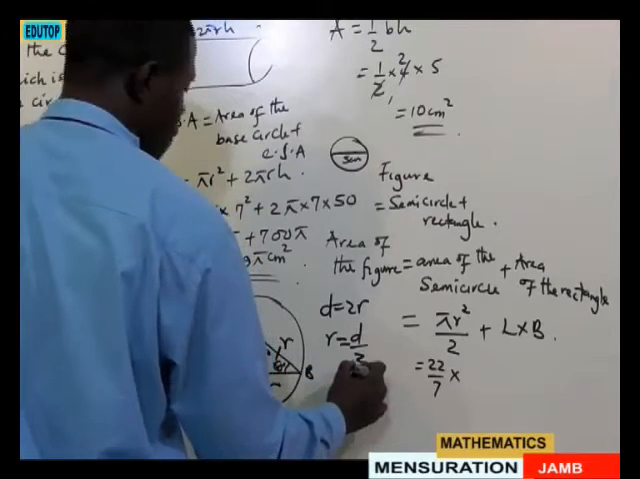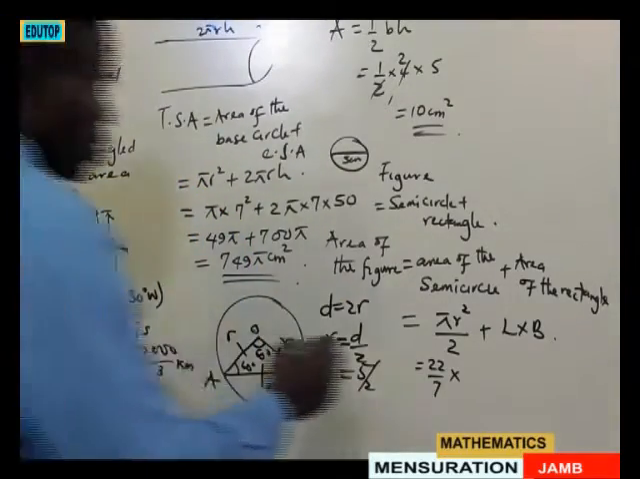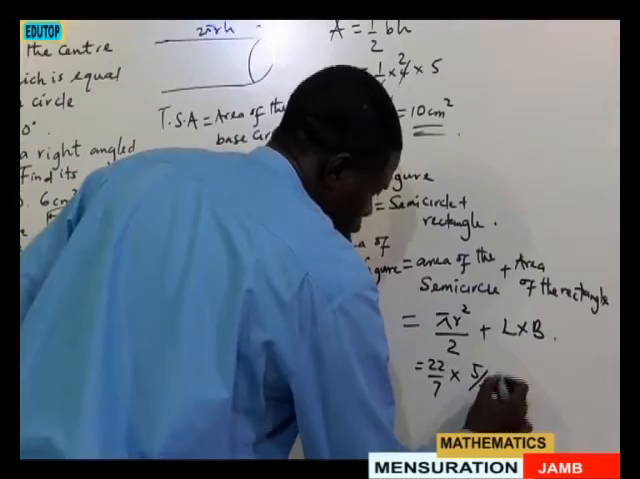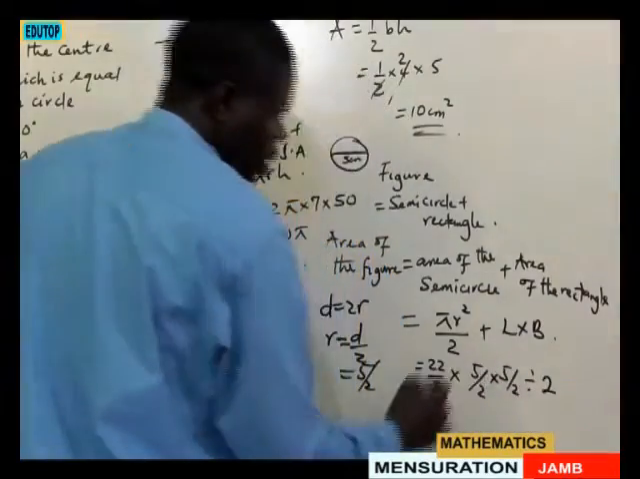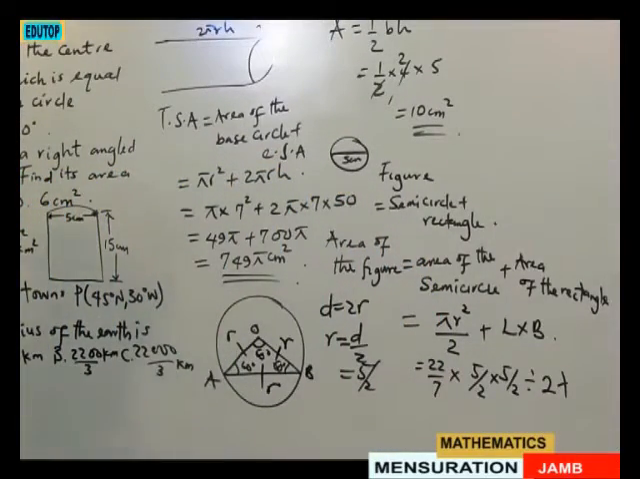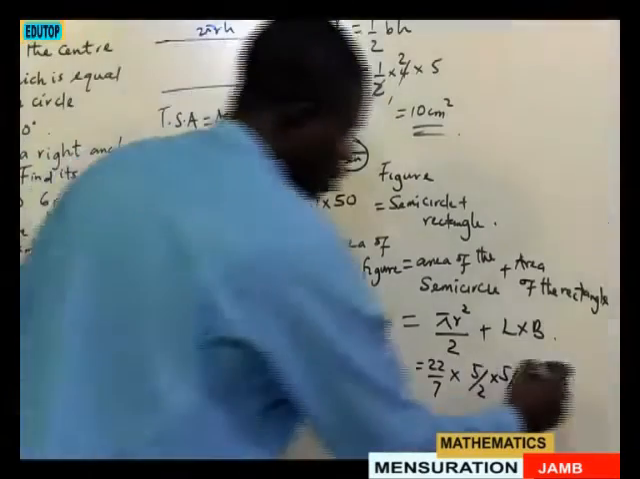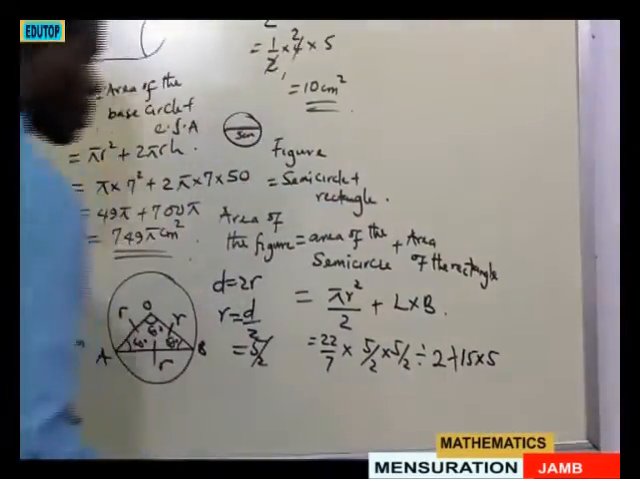So what's the diameter here? 5 divided by 2. So our radius is 5/2. So we come here, we write 5/2 times another 5/2 divided by 2, plus length times breadth. So let's consider our rectangle. Our rectangle is this. This is the breadth. This is the length. So automatically we have what? Length 15 times breadth 5.